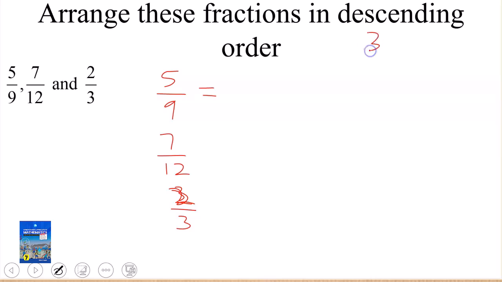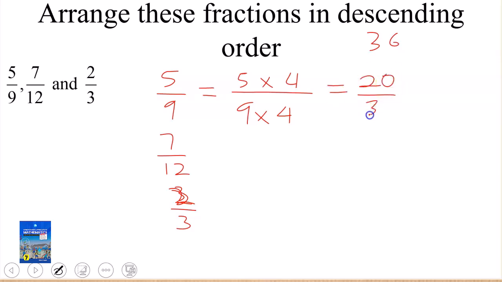as your LCM. So 9 times what will give us 36? Of course, 9 times 4 will give us 36. So we multiply both the numerator and denominator by the same 4. And that is going to give us 20 divided by 36. Then this one too, we are going to say 7 divided by 12. 12 times what will give us 36? That's 12 times 3. So the same 3 here. And that will be 21 divided by 36.